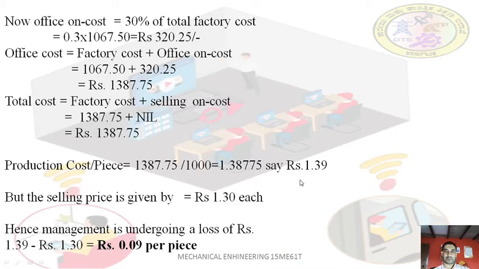How will you get it? Total cost minus the selling price will give you the loss. The selling price is given by total cost plus or minus profit. So selling price equals total cost minus loss. So total cost is 1.39, selling price is 1.30. So the loss to the management is 0.09 per piece.